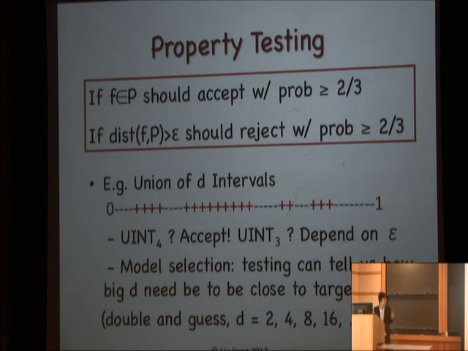Another example we studied in this work is union of intervals. Suppose the target function is exactly like what I draw here. Let me ask you: is this a union of at most 4 intervals? Of course, yes. Is this epsilon far from a union of 3 intervals? Well, it depends on how much probability mass you need to flip to make it that way, right?